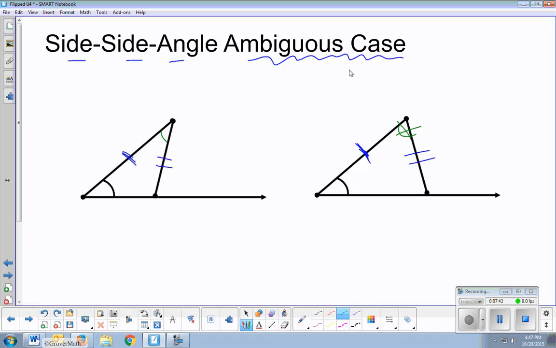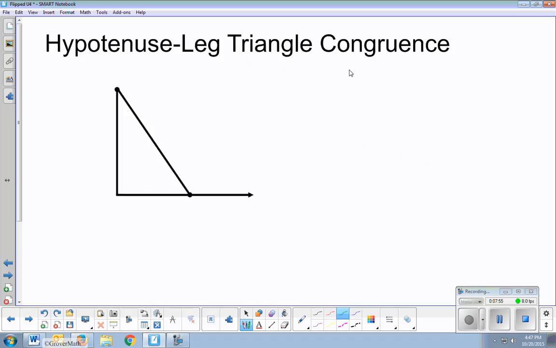So we do have one more way, though, and it's called hypotenuse leg, because it turns out you can kind of have two sides and the angle not between, but only in right triangles. And that's what the hypotenuse leg theorem shows us. First of all, for it to be hypotenuse leg, it's only right triangles. You only have a hypotenuse if you have a right triangle, opposite the right angle.